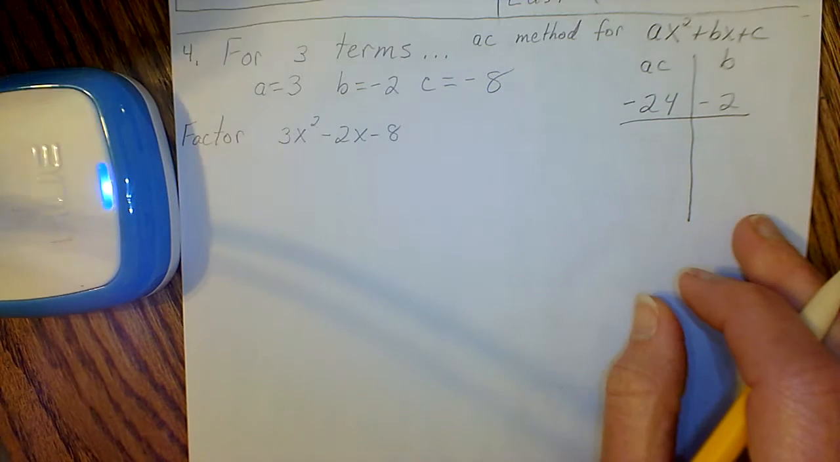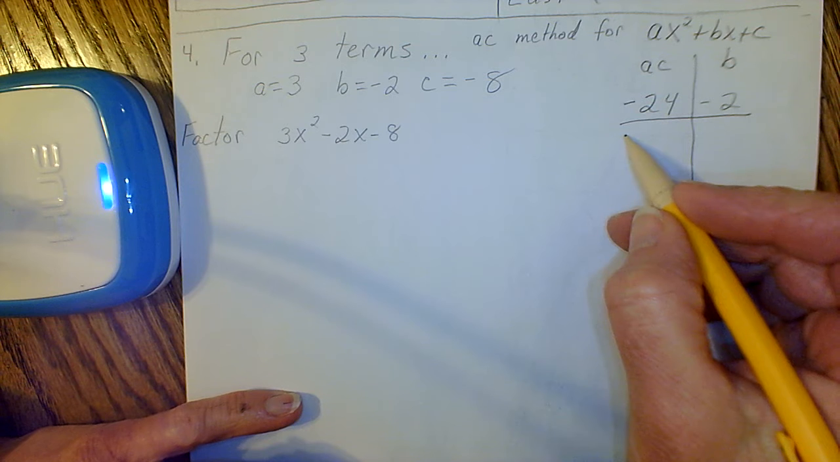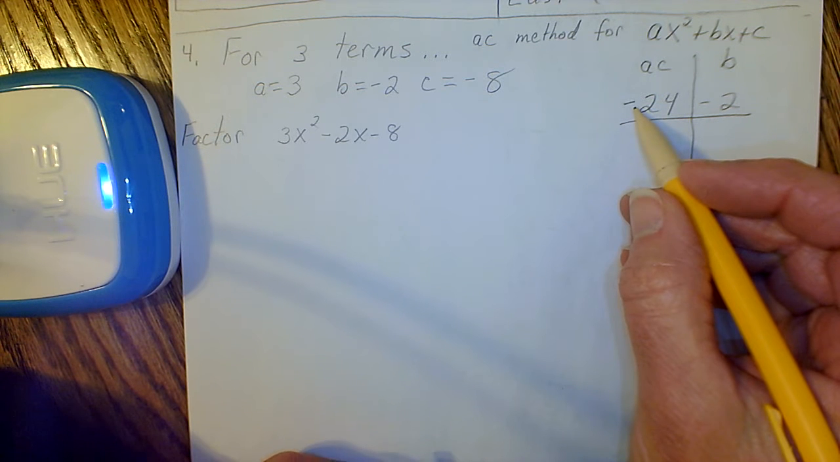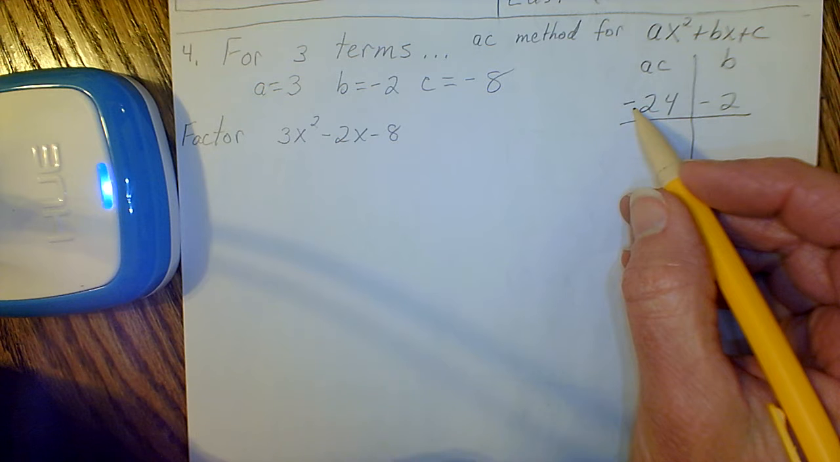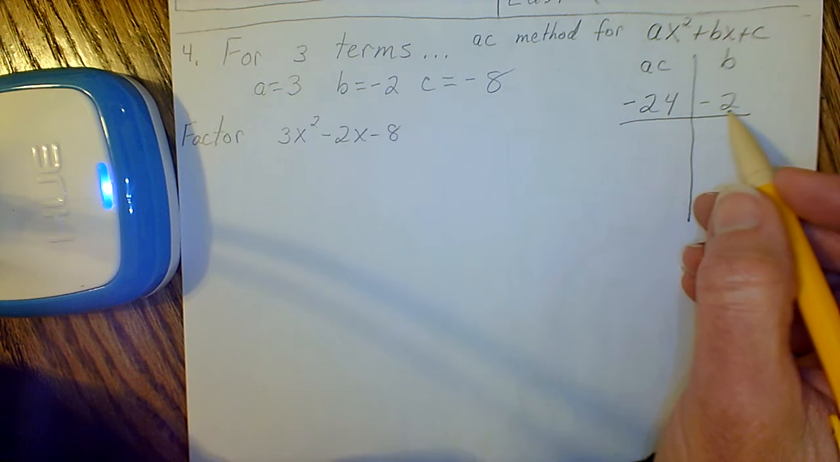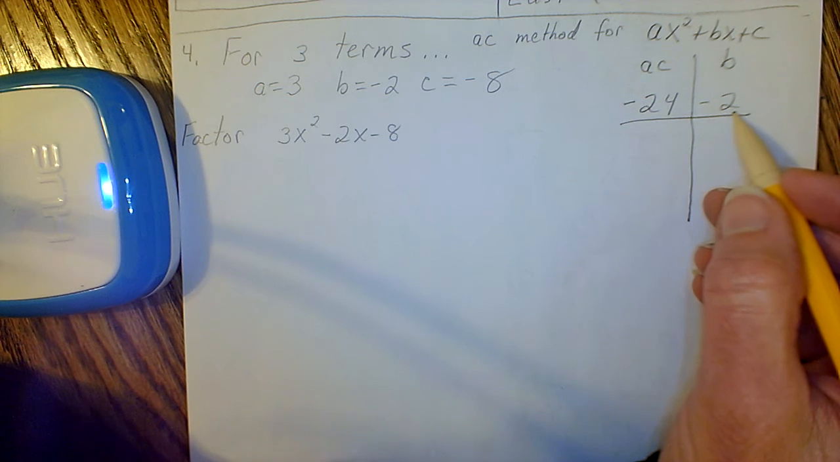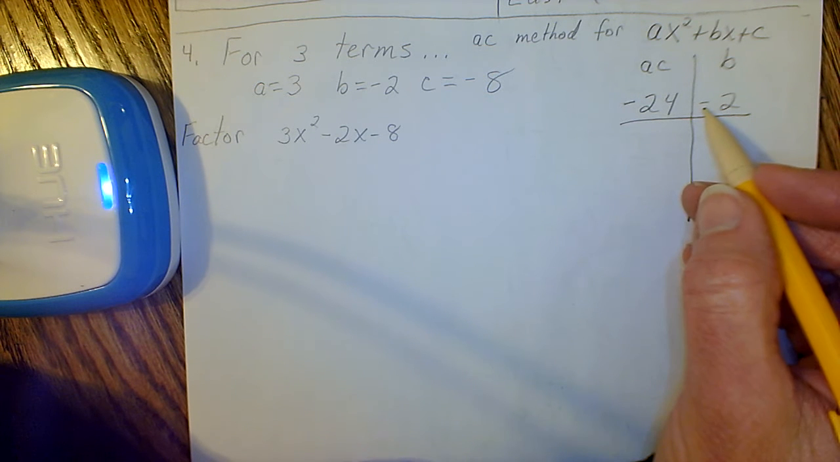We are looking for 2 numbers that we multiply and get -24. Since when we multiply them we get a negative number, they must have opposite signs. So one of our numbers is negative, one of them is positive. If we look over here, the bigger number is going to have the same sign as B. That means our bigger number is going to be negative.